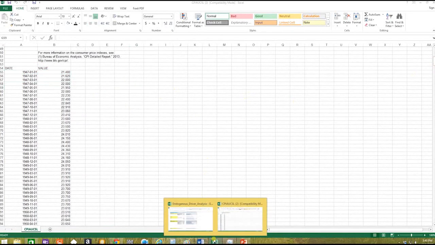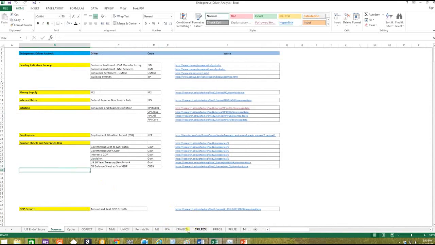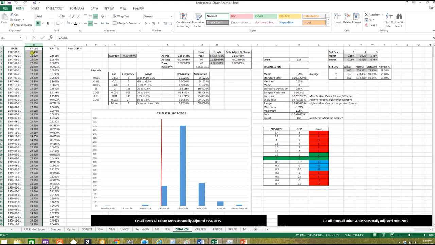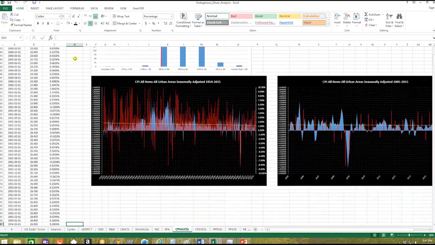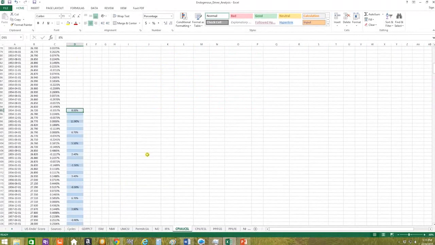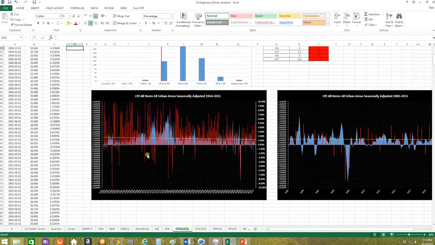If we come back into the endogenous driver sheet and head back over to the CPI tab, we can see the data has been cut and pasted here, and we have the date going up in months, so our monthly data, and we have the value of the CPI, so the monthly value of the CPI data, and we've worked out the percentage change month on month ourselves. We also have column D for real GDP, and our real GDP data is going back again to 1954. So let's scroll back up to the top of the screen and start analyzing this data properly.